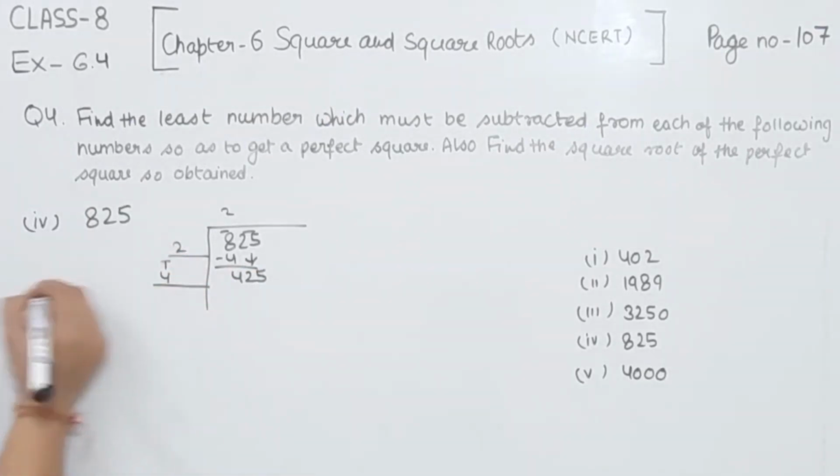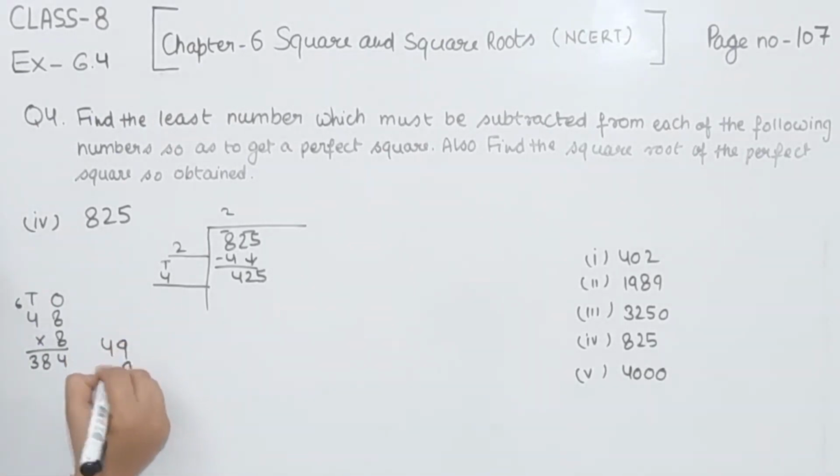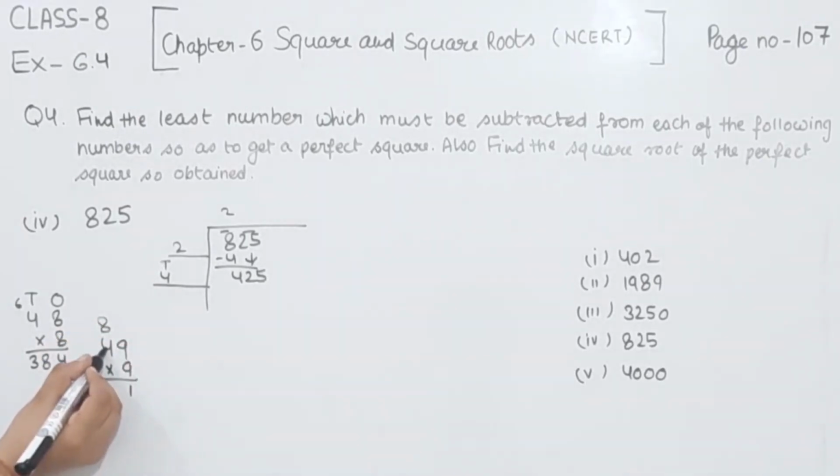So this is the tens place we are having. We have to find the ones place here. So I'm going to multiply it by 8. I'm going to write here 8. 8 8s are 64. Carry 6. 8 4s are 32. 32 and 6 we are having as 38. So the number we are having is 384. Now I'm going to try with 9. 9 9s are 81. Carry 8. 9 4s are 36. 36 and 8 we are having as 44.